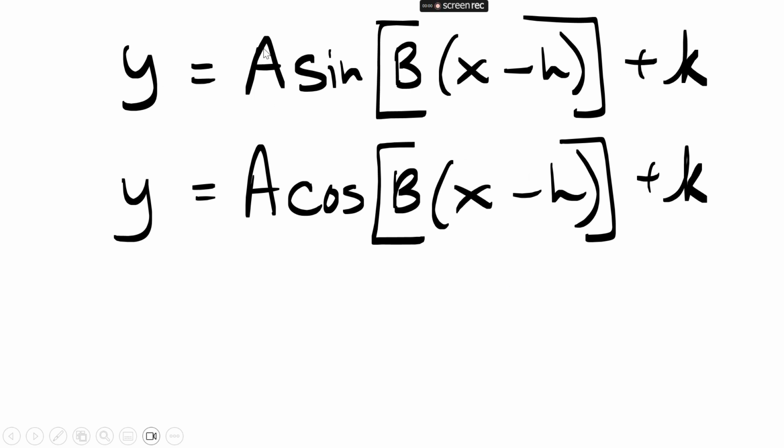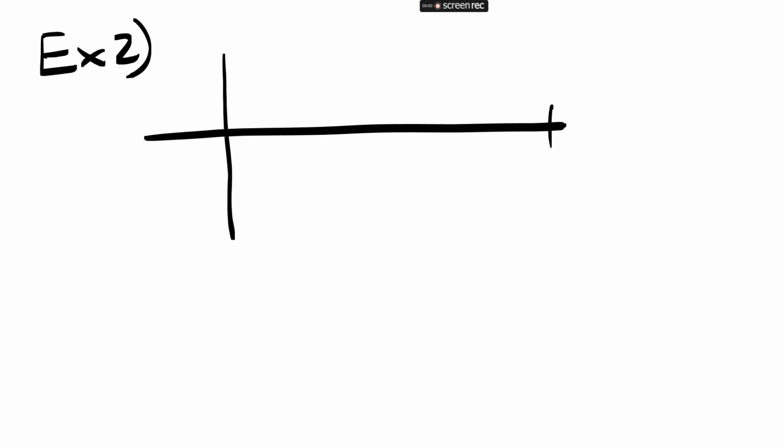For sine, we need to figure out the a value, the b value, the h, and the k. For cosine, we need to figure out the a value, the b value, h, and k. So you know what? Let's return back to our graph in exercise 2. If you want to rewrite it, that's fine. I'll put exercise 2 right over here. I'm going to graph it again real quick.